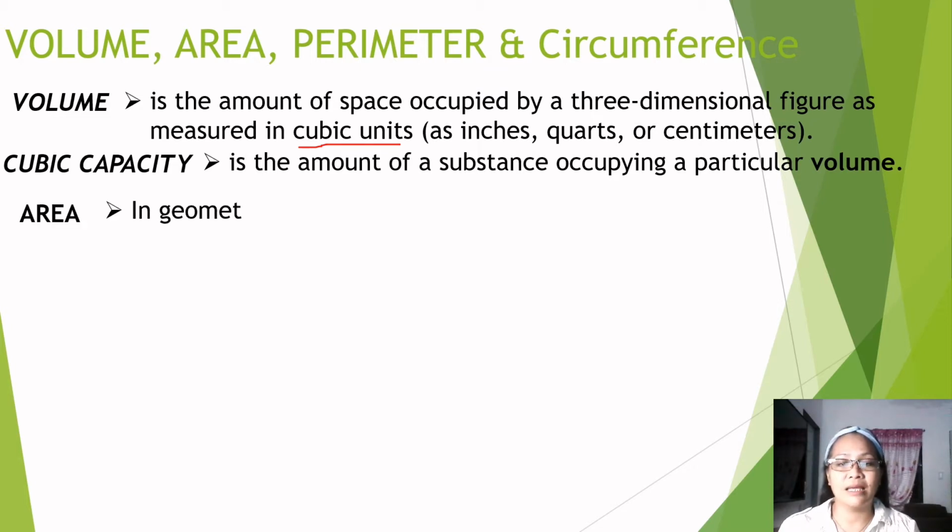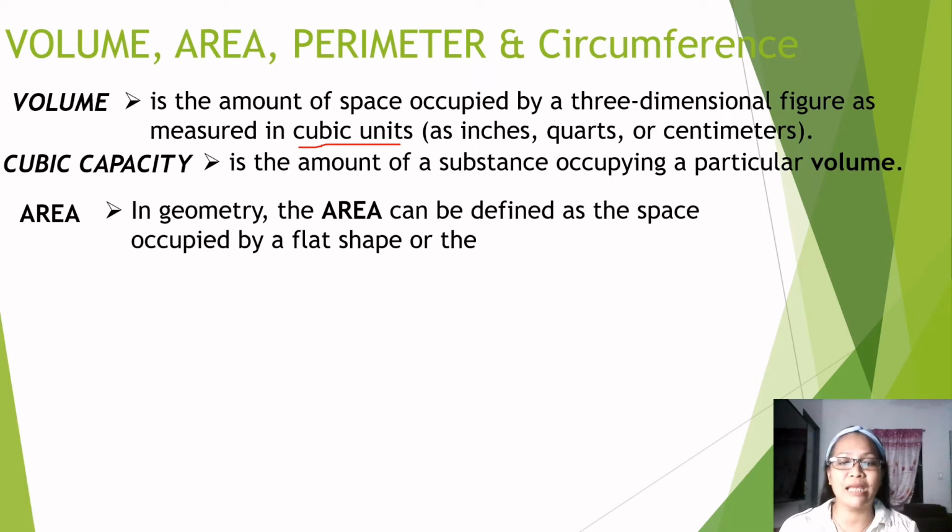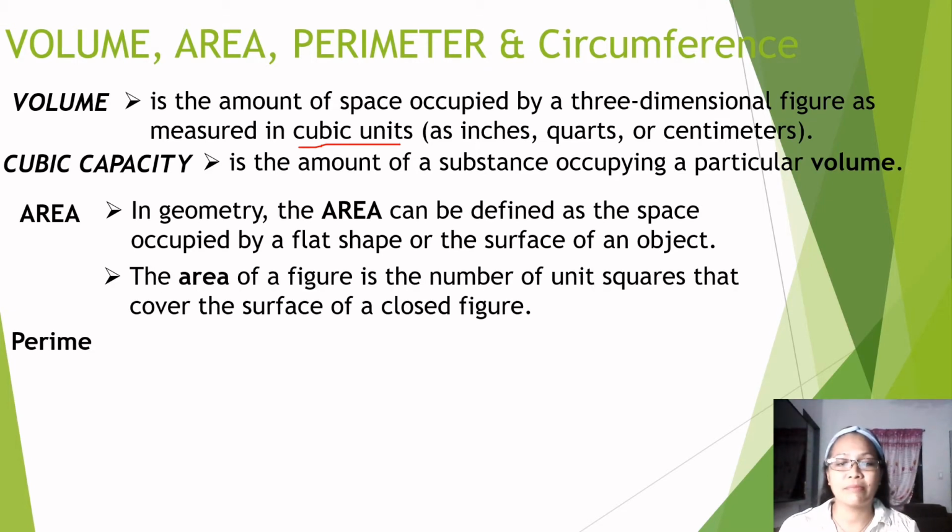Area, in geometry, can be defined as the space occupied by a flat shape or the surface of an object. The area of a figure is the number of unit squares that cover the surface of a closed figure. So unit squares, meaning to say the unit must be raised to the power of 2. That is the difference between volume and area. I repeat, if it is volume, the exponent of the unit is 3. Area, the exponent of the unit is 2.